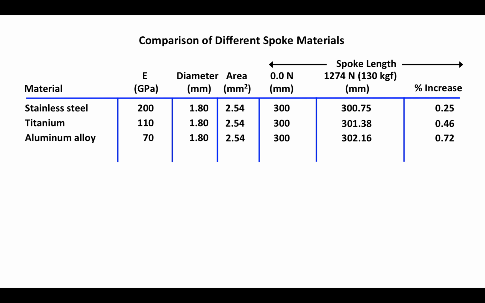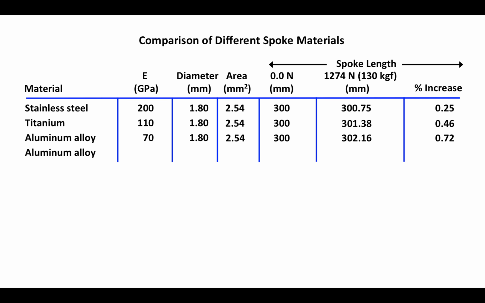Let's make sure we don't miss the main point of this, which is that if I start with 3 spokes of varying material, but they have the same diameter, the same cross-sectional area, and the same length when there's no force put on them, and then I put on a force of 1,274 newtons to stretch them, as the elastic modulus decreases from 200 to 110 to 70, on the right-hand side, both the length and the percentage increase go up.